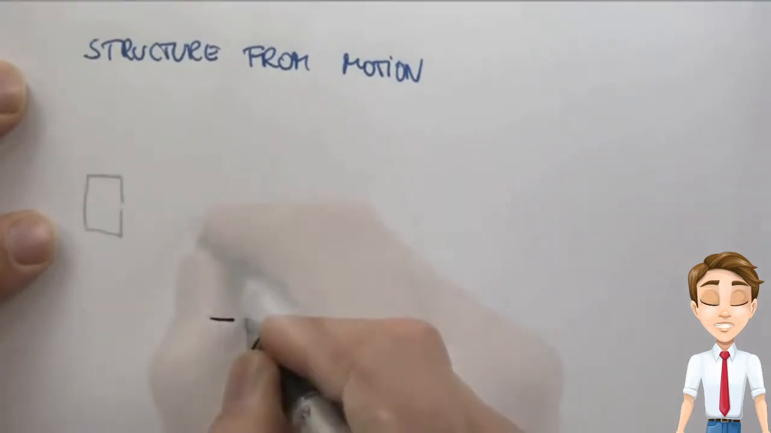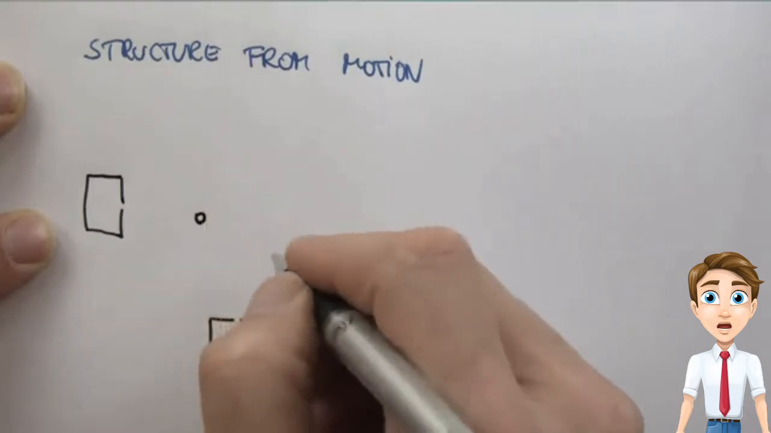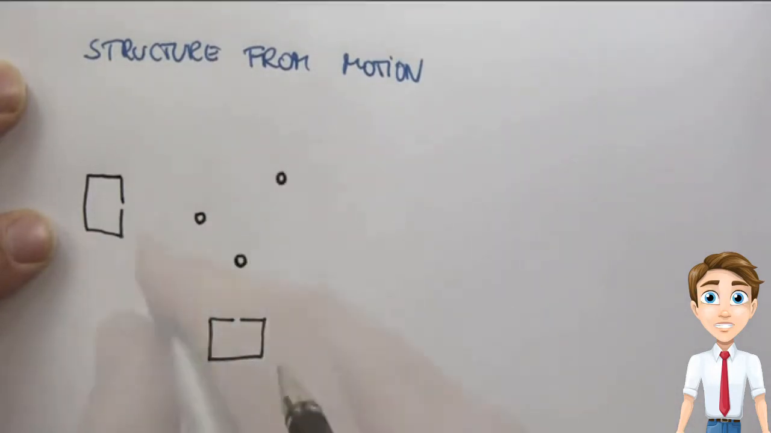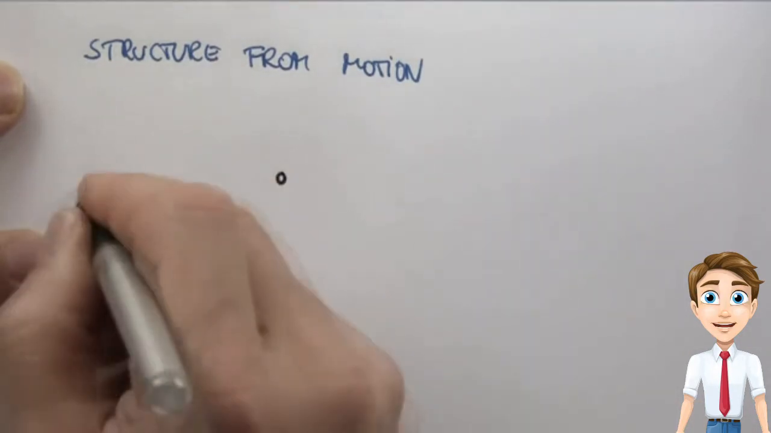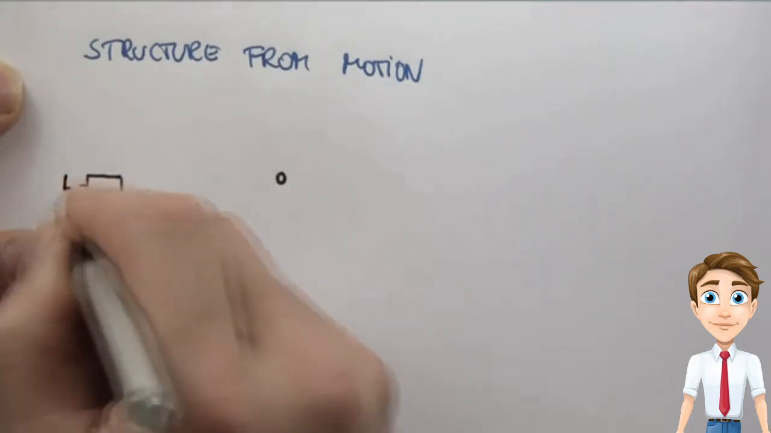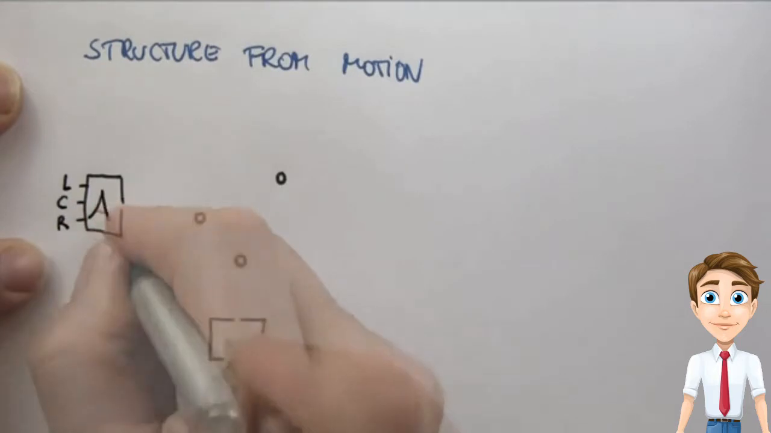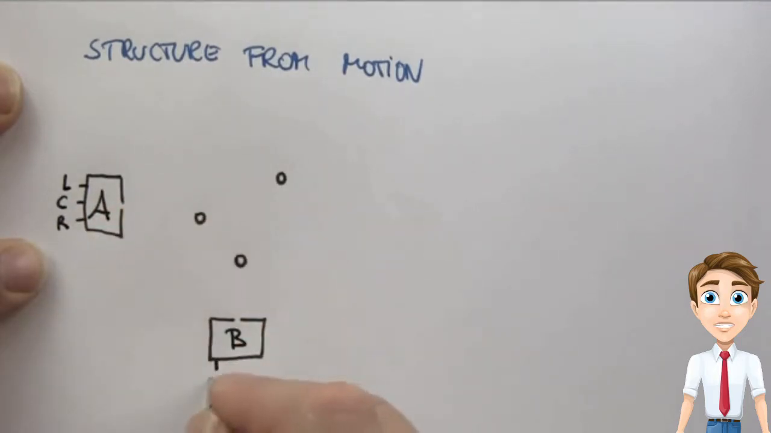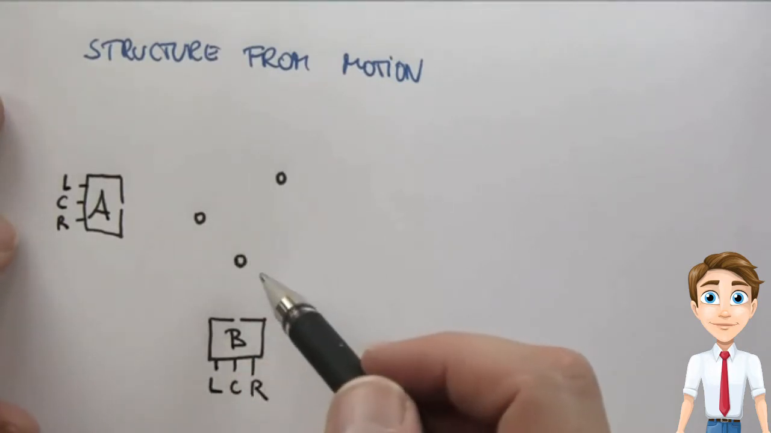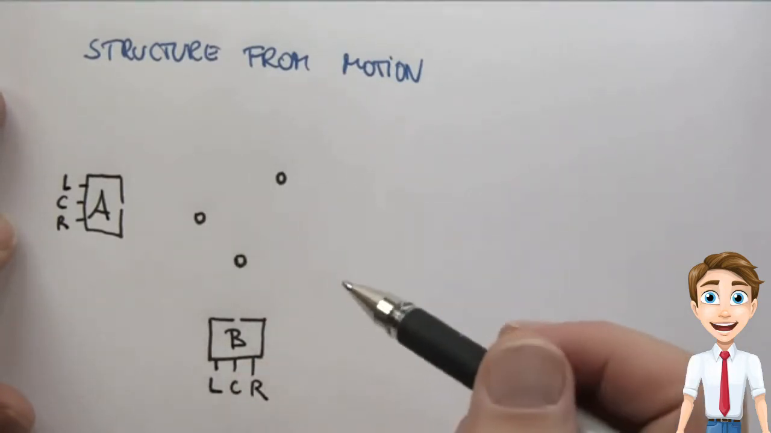Suppose we're given two cameras, and we happen to know there are three features in the scene, and all three features can be seen by both cameras. This camera will see a feature on the left, in the center, and on the right, LCR. This is camera A, and camera B will also see a feature on the left, center, and right. But I don't know the identity of those features, which I will call 1, 2, and 3.